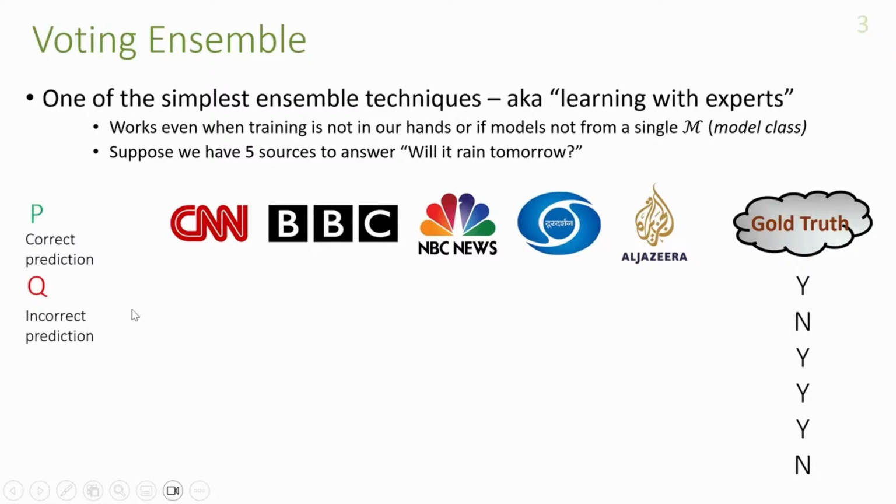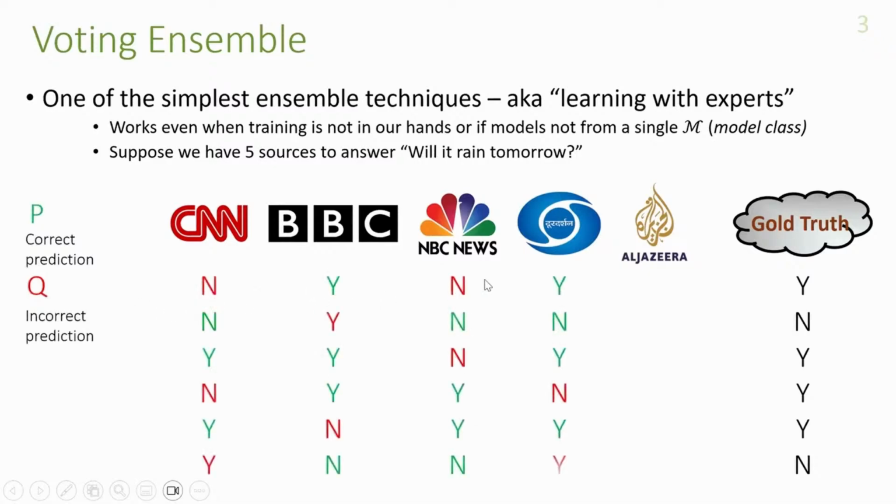Okay. So now the predictions can be correct, predictions can be wrong. So for example, on the first day, CNN is saying no. Will it rain tomorrow? CNN is saying no. BBC is saying yes. NBC News is saying no. Doordarshan is saying yes. And the ground truth, the actual value, is yes, right? This is the data for the first day, the second row means the data for the second day, then the data for the third day, right?